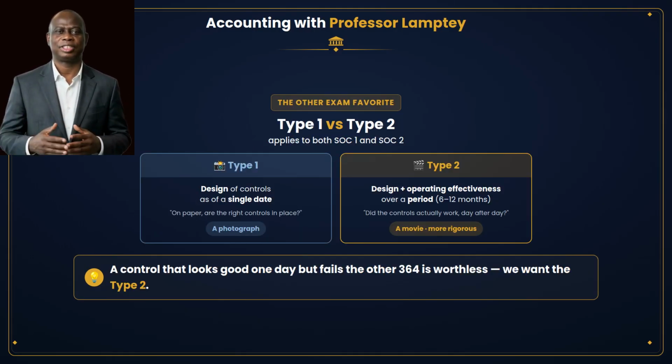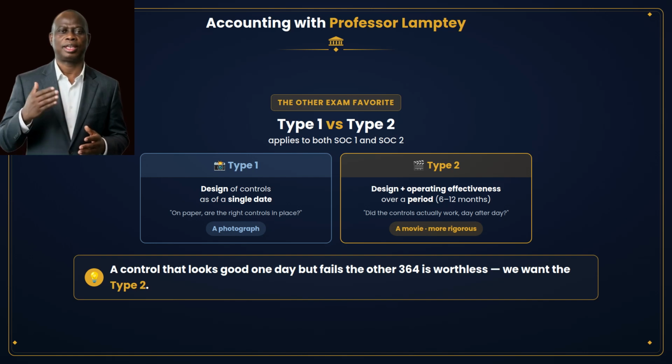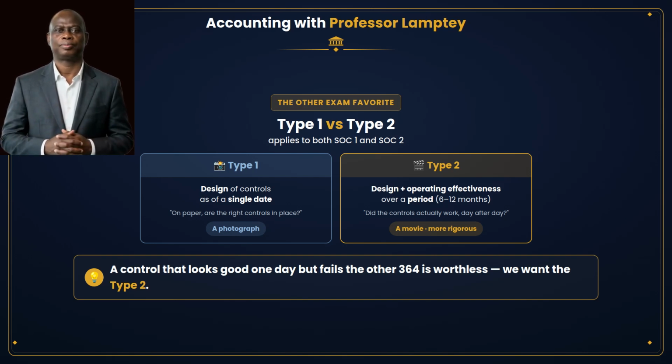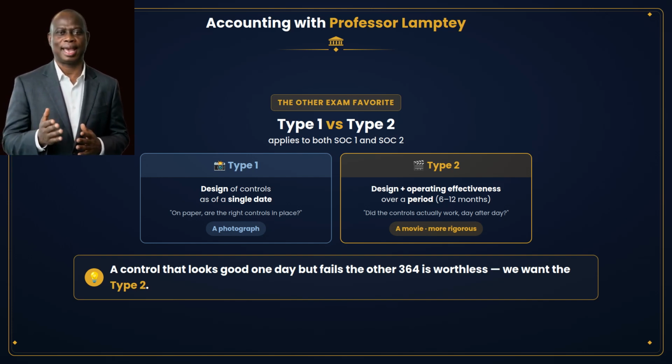Now, the second distinction the exam loves, and it applies to both SOC 1 and SOC 2, Type 1 versus Type 2. A Type 1 report tests whether the controls are suitably designed as of a single point in time, a snapshot on one date. It answers, on paper, are the right controls in place? A Type 2 report goes much further. It tests the design and the operating effectiveness of the controls over a period of time, typically 6 months to a year. It answers, did the controls actually work consistently, day after day?